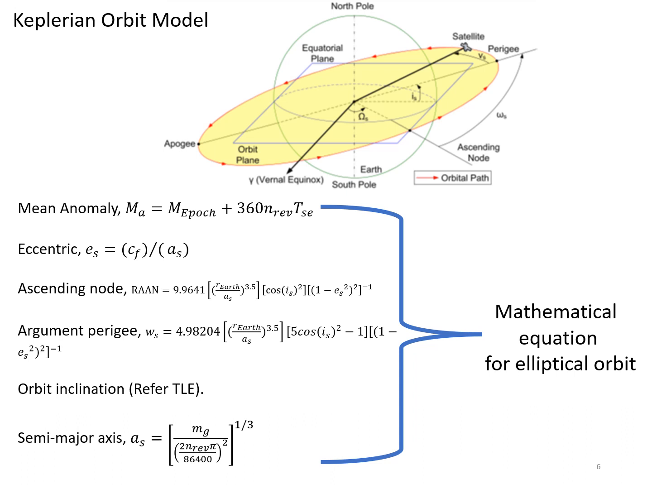Next, the Keplerian orbit model. The Keplerian orbit model is based on the Keplerian equation for elliptical orbit. There are six orbital elements represented as mathematical equations: mean anomaly, eccentricity, ascending node, argument of perigee, orbit inclination, and semi-major axis. These six elements are described by the mathematical equation for elliptical orbit.